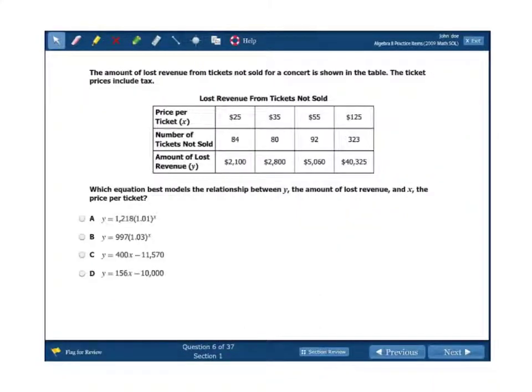Excuse me. The amount of tax lost revenue from tickets not sold for a concert is shown in the table. The ticket prices include tax. So this one was on those practice items that you guys worked on in class as well. Remember to look carefully at which one's x, which one's y. And in this situation, when you go ahead and view the scatter plot, and then graph these 1, 2, 3, 4 at a time, you will find the correct answer that way.